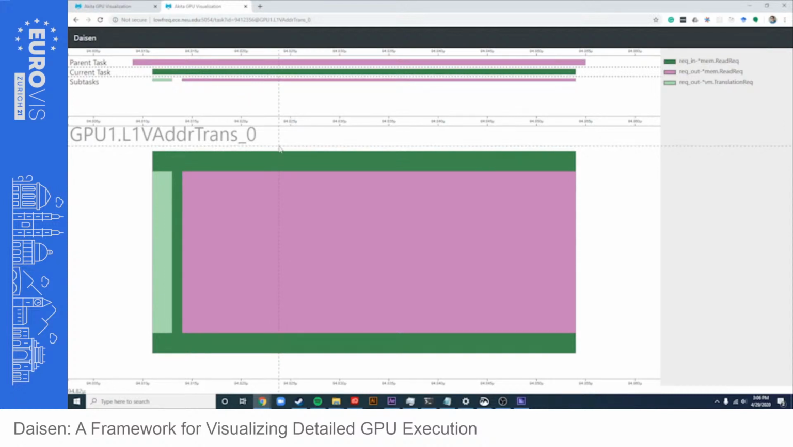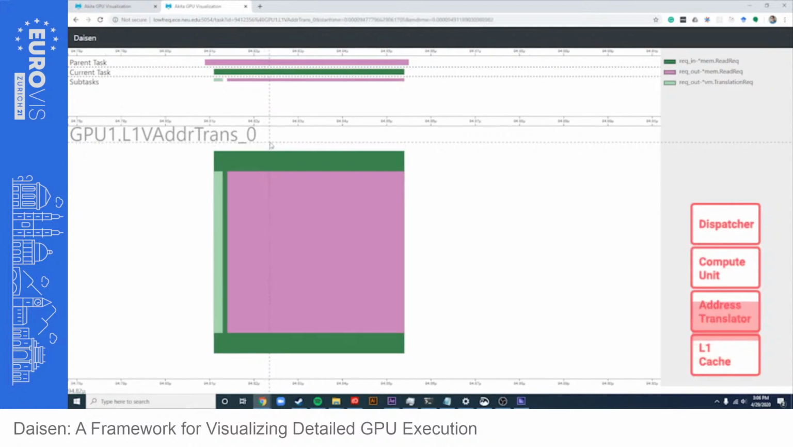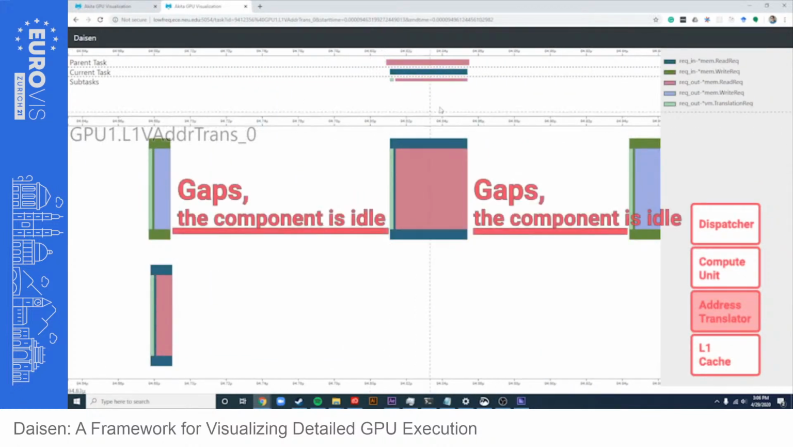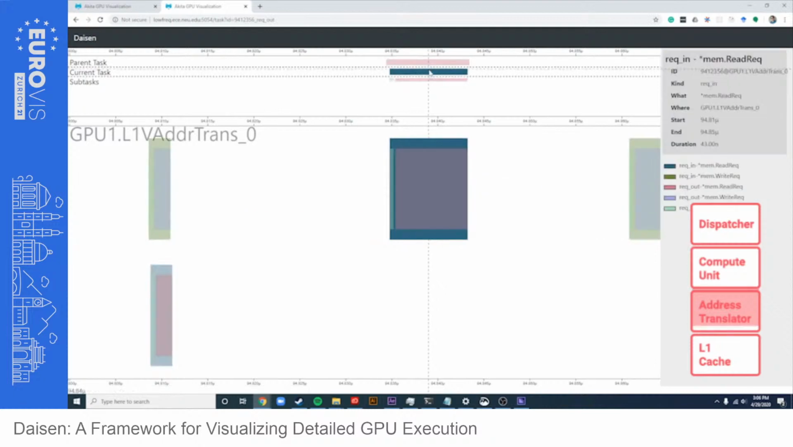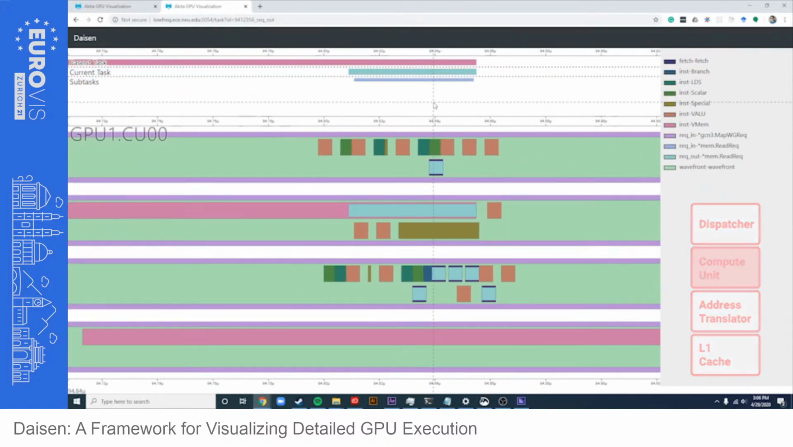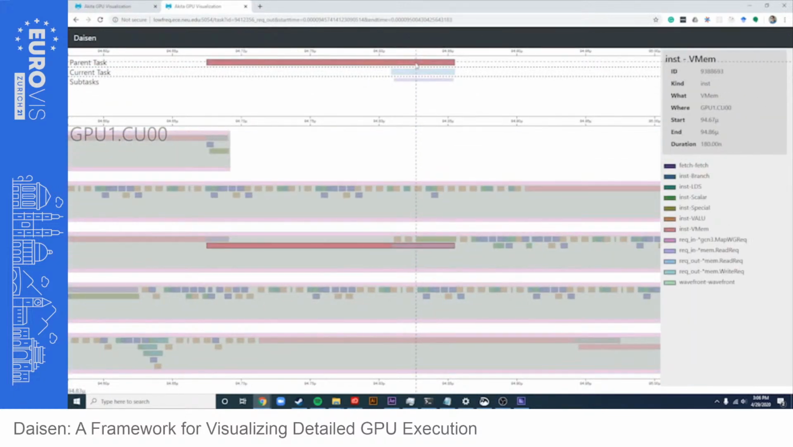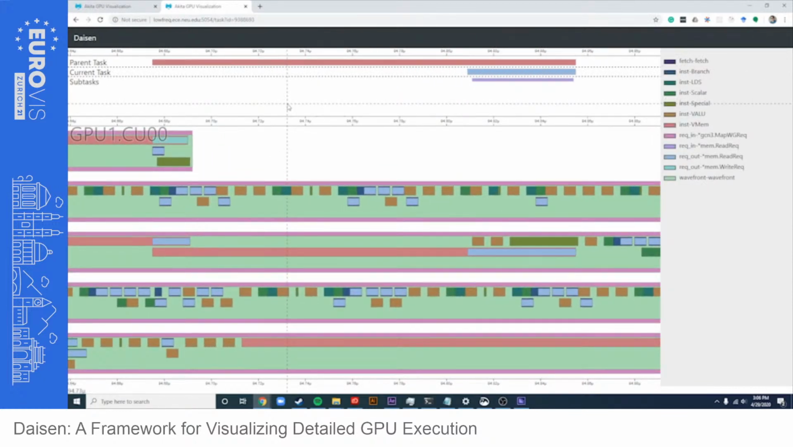As we move up the task hierarchy, we see that we moved to a component that is called address translator, and the tasks here are still sparsely executed. And as we keep going up the task hierarchy, we finally arrive at the compute unit, where the instructions are executed. We can identify the instruction that issues the memory request. The key information we need to check is what the compute unit is doing right before executing the memory instruction.